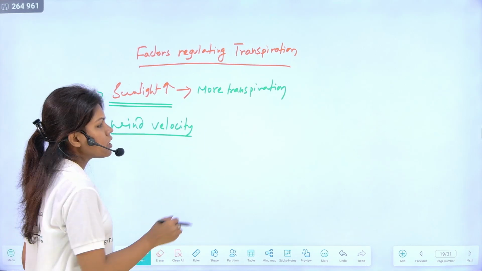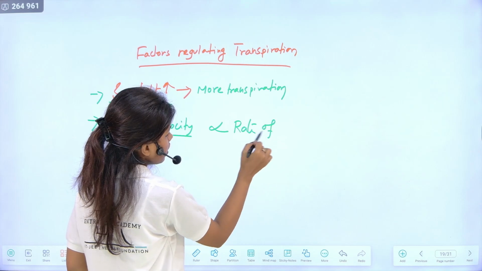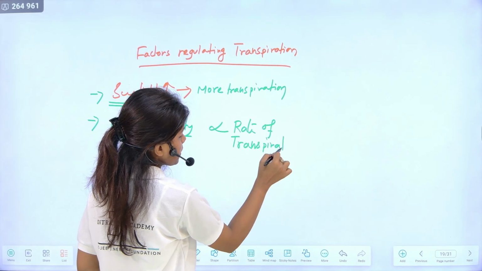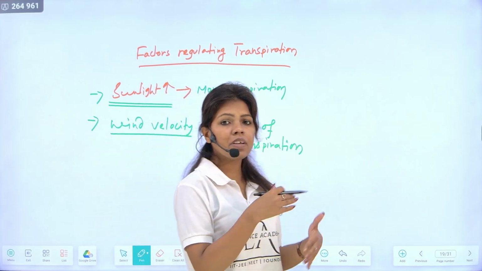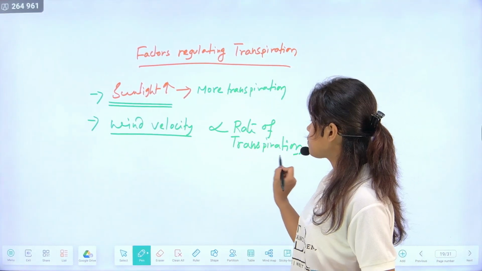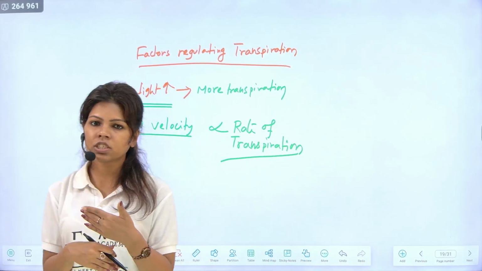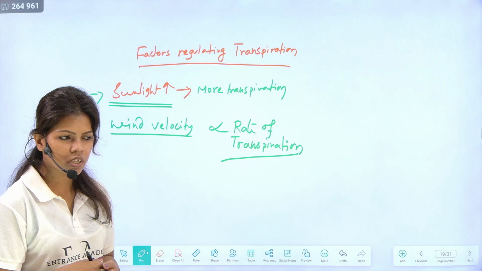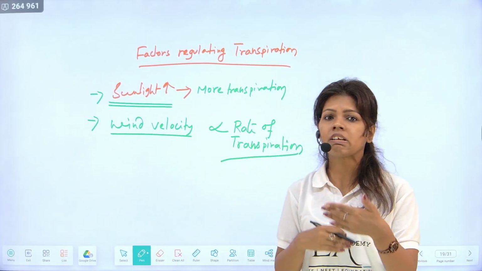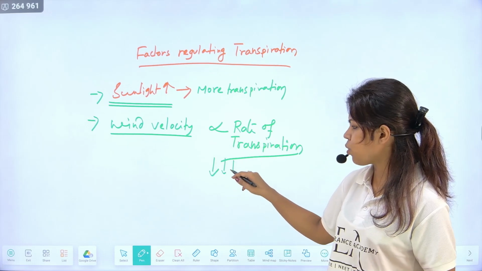This wind velocity is directly proportional to the rate of transpiration. The more wind velocity, it indicates the more rate of transpiration, but after a certain time, if the wind velocity becomes much higher than normal, then the rate of transpiration will fall down. So initially wind velocity will promote the rate of transpiration, but after crossing a saturation level, when the wind velocity is increasing and increasing, the rate of transpiration will be lower.